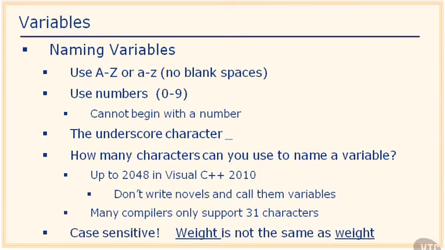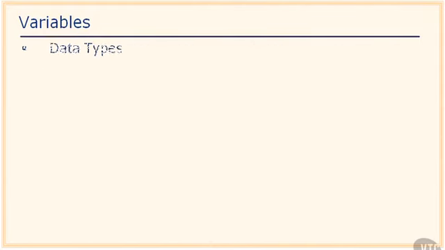Now, here's the thing to watch for. This will get you. Variables in C++ are case sensitive. This is a case sensitive language. So the variable Weight with a capital W is not the same variable as weight with all lowercase letters. Be very careful with that. You will introduce some very interesting challenges and errors into your code if you're not aware of case sensitivity.